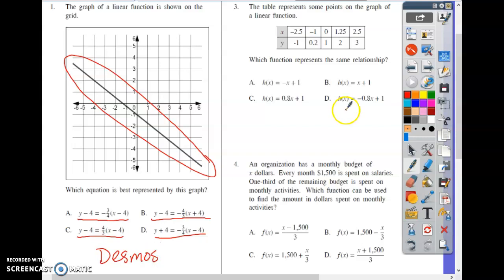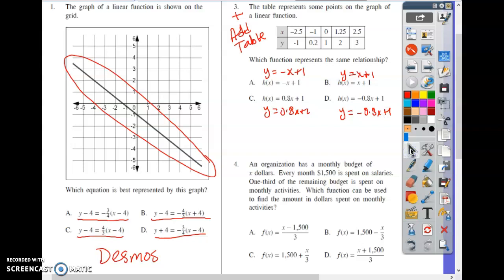Same thing for problem number 3. You would add a table. So you use the little plus button in Desmos, you add the table, and you see which one of these goes through all those points. So you would write them all in y equals. You can say y equals negative x plus 1, y equals 0.8x plus 1, y equals x plus 1, and y equals negative 0.8x plus 1.